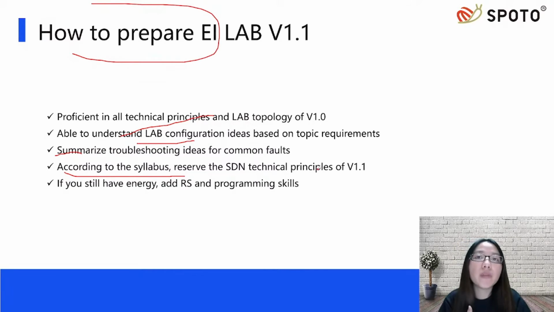As I told you before, the main changes in the new version of EI Lab are in SDN, and there are few changes in routing and switching. So if you haven't taken the CCIE EI Lab exam before, you can take EI Lab version 1.0 as the learning direction. In this way, your efficiency in preparing for the new version of EI Lab will be very high in the future. If you have energy, you can learn the new version of routing, switching, and programming technology.